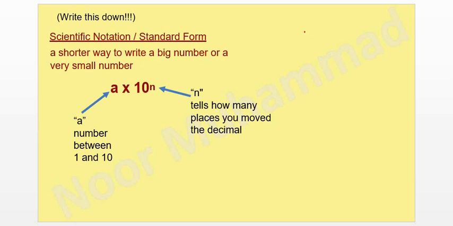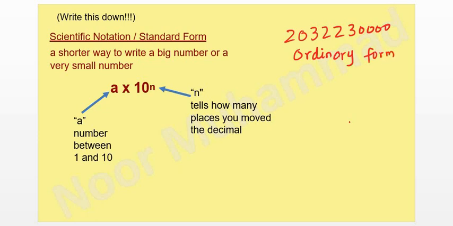For example, when you write the numbers, let's say we have this number. It's a very large number, and this is the normal way to write a number. Such a form is called the ordinary form. This is called the ordinary form to write a number.